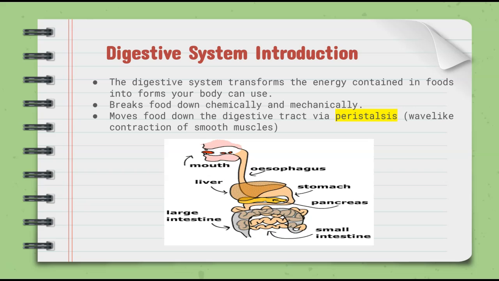Now, in order to transform this energy, it needs to be able to break down the food. There are two ways that it breaks down food. It breaks down chemically and mechanically through motion, and we'll talk about what each of those forms of digestion are on the next slide. The way it moves food down your digestive tract is through a process called peristalsis. These are wave-like contractions of smooth muscles within your digestive tract.